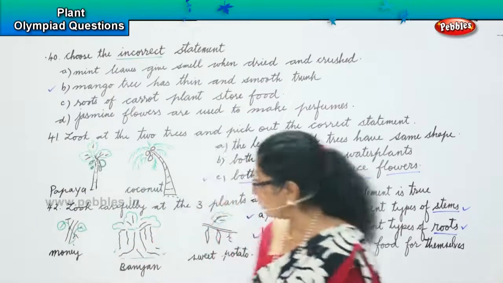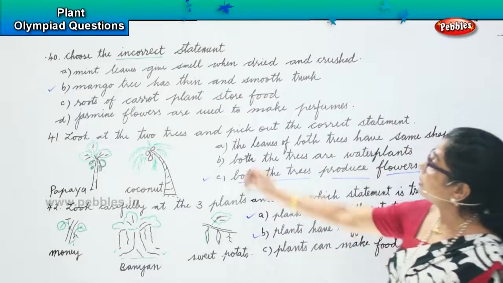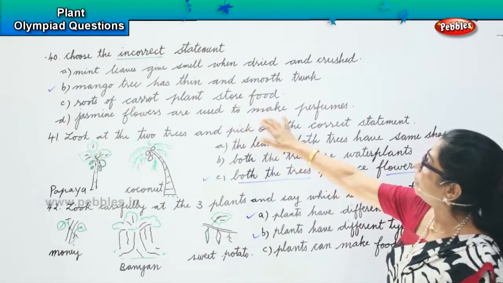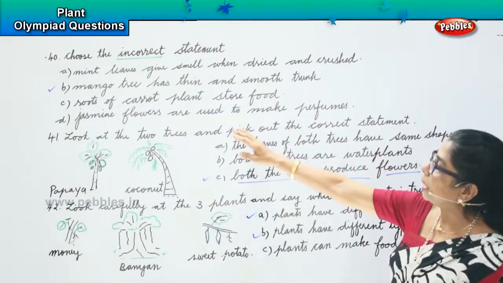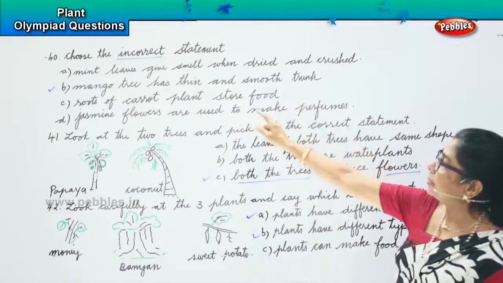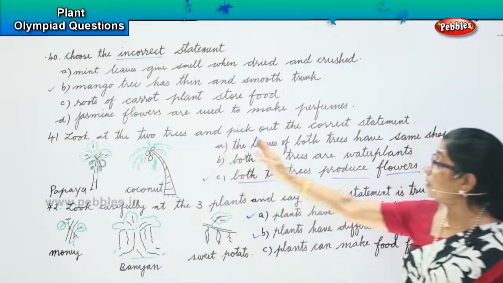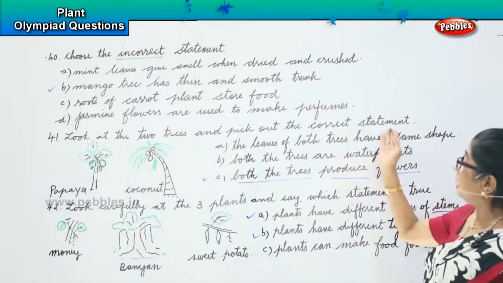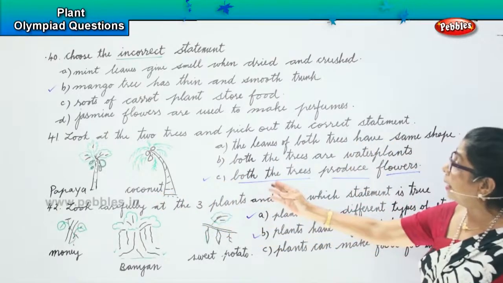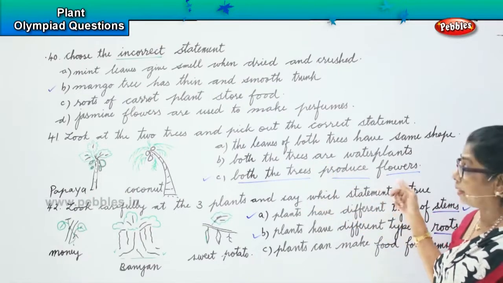Let's read the question and answer over here. 40th question, choose the incorrect statement. So you have four statements, which is the incorrect one, pick out. Mango tree has a thin and smooth trunk. That's the incorrect statement over here. Look at the two trees and pick out the correct statement. The two trees are papaya and coconut, and the correct statement is both trees produce flowers.